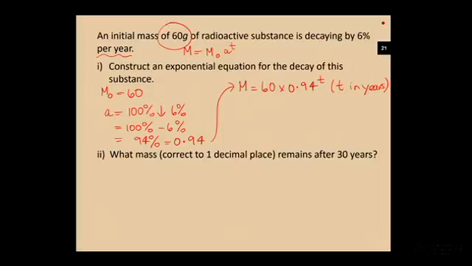So we've established an equation, and it's meant to be going down. If you start getting answers that are bigger than 60, something has gone wrong, because it has told you at the very start that you are on a decaying path. It's asking for the mass after 30 years go past. So M will equal 60 times 0.94 to the power of 30.